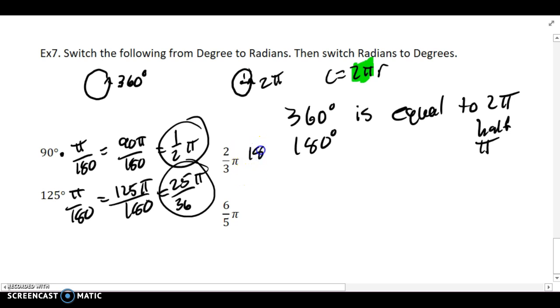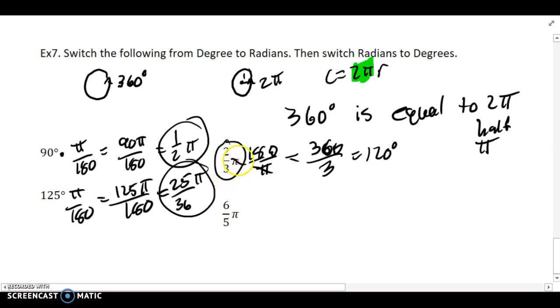And then if we want to go backwards, we just do the same thing. We just do 180 over pi, and that'll change it back to degrees. So the pi's are going to cancel. We get 360 over 3. Sorry, I'm doing math in my head. And the answer is 120. So just remember, 2/3 pi is 120 degrees.